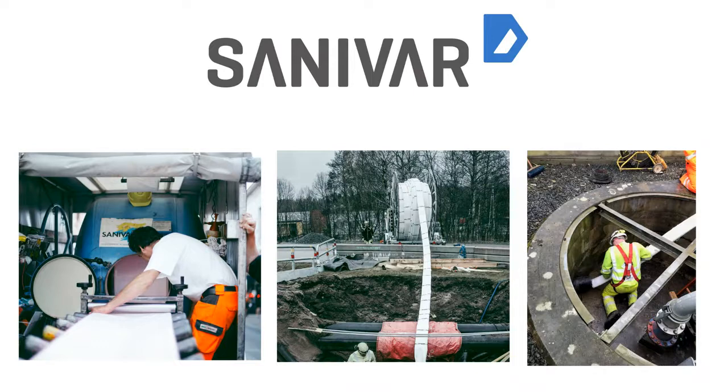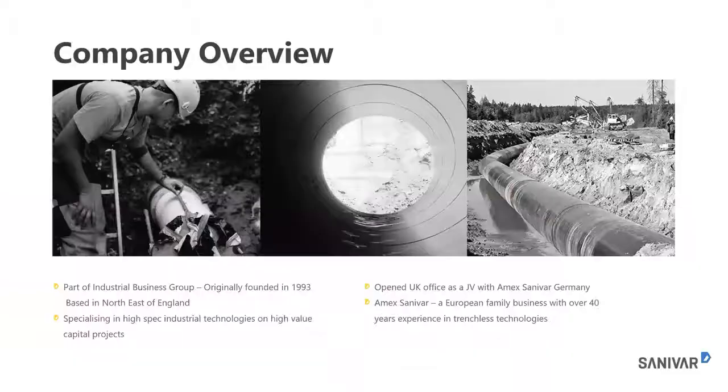So a little bit about the company. Sanivar UK is part of an industrial group which was originally founded in 1993 and is based in the northeast of England. Some of you may well know us under the CSD umbrella, making pipe seals, etc. And the company has now branched out into lining technologies. The company overall specialises in high-spec industrial technologies on high-value capital projects, and we have opened a UK office as a JV with Amex Sanivar, who are a German Swiss-owned manufacturer of lining materials based in Germany.